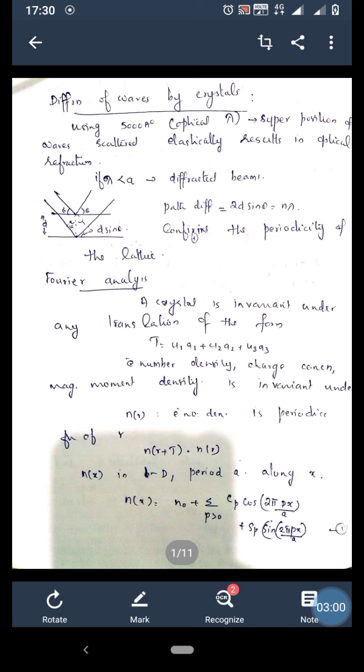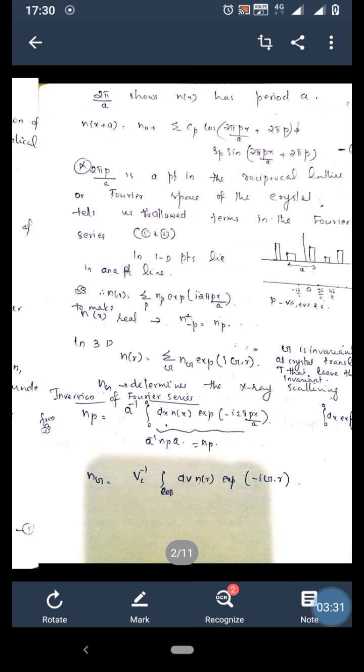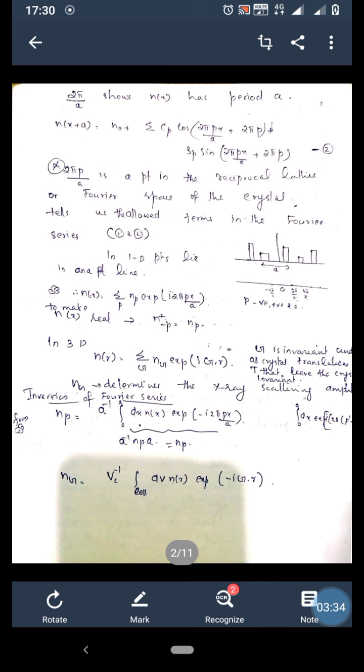Along the x-axis, suppose we expand this n of x, then the Fourier series expansion will be n0 plus summation over p greater than 0 of cp cos 2 pi px by a plus sp sin 2 pi px by a. That is the Fourier series expansion of any periodic function, where the 2 pi by a shows that n of x has a period a. The 2 pi by a comes in the Fourier series, which shows that this has a period of a.